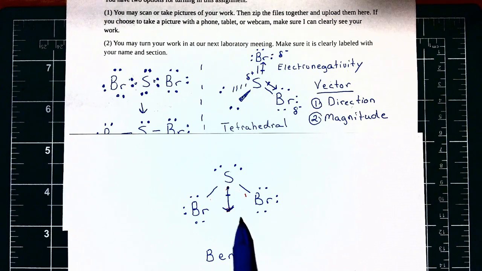And then we can add our bond dipoles together to get the overall dipole moment. And this is going to give us an indication, as we'll learn later, about how the different molecules are going to interact together.